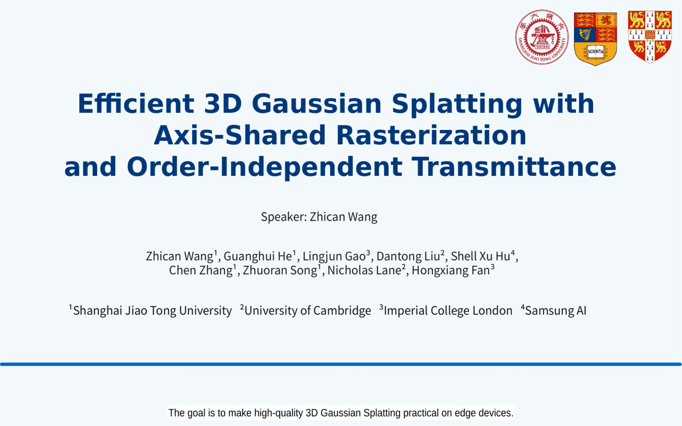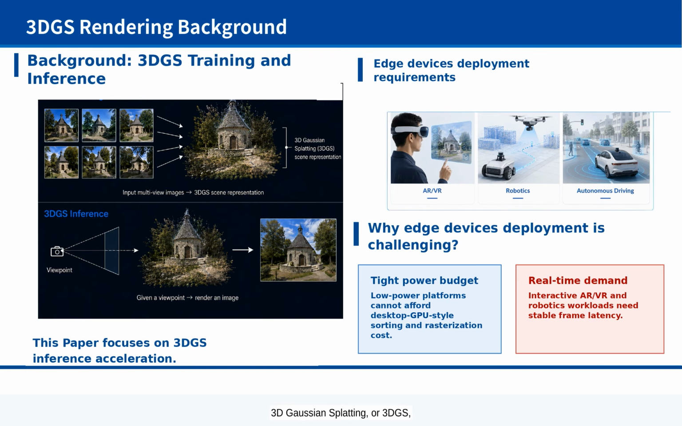The goal is to make high-quality 3D Gaussian splatting practical on edge devices. We focus on inference acceleration. Once a 3DGS scene has been trained, the same scene is rendered many times from different viewpoints, so rendering efficiency directly determines interactive performance. 3D Gaussian splatting, or 3DGS, represents a scene as a set of anisotropic Gaussian primitives.